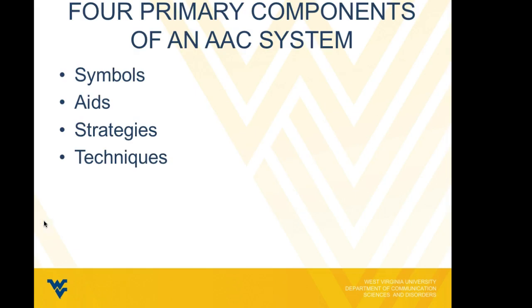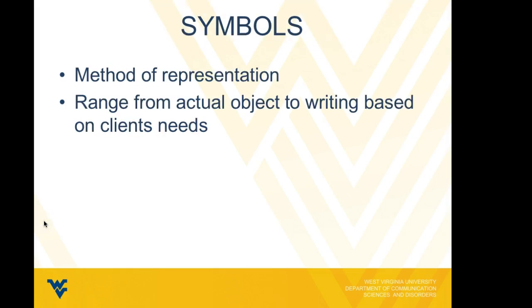There are four primary components of an AAC system. So these components are symbols, aids, strategies, and techniques. These components come together to create an individual's system. So let's explore these a bit. So the symbols are basically how we're going to be representing language. It can be something like an object, or it can be something as complex as actual written words.